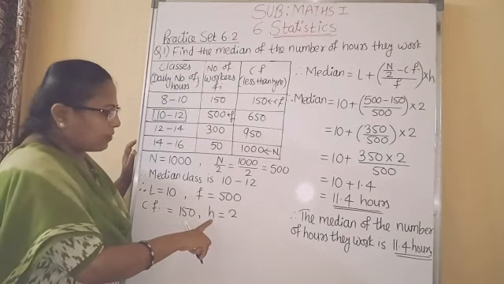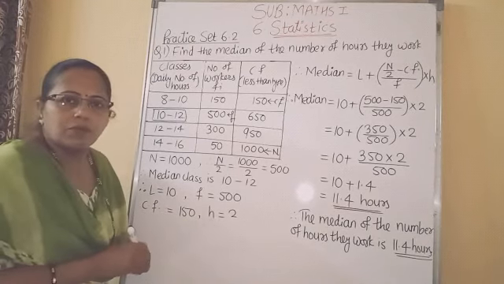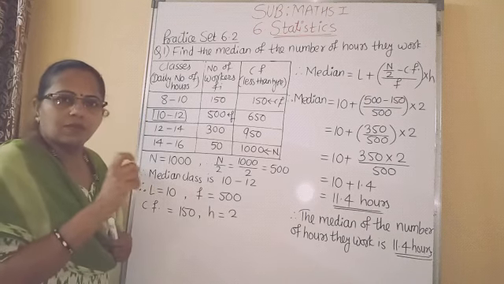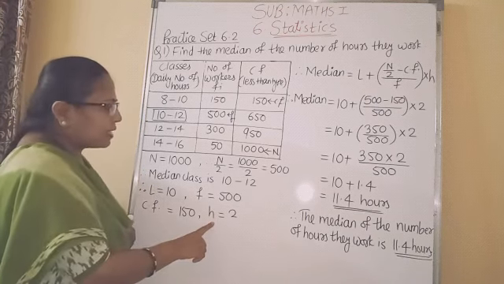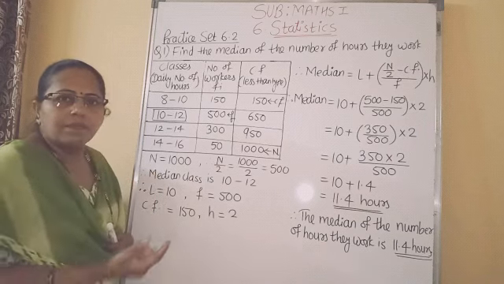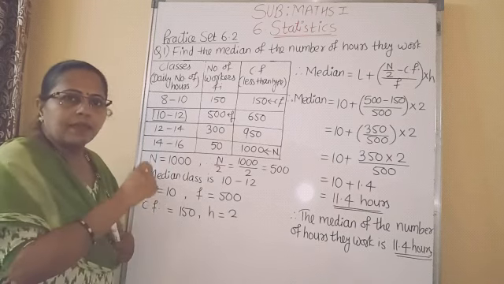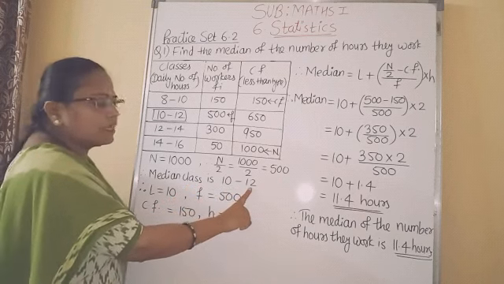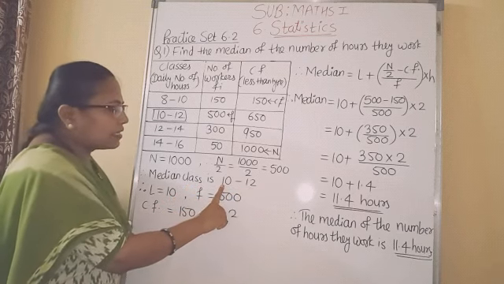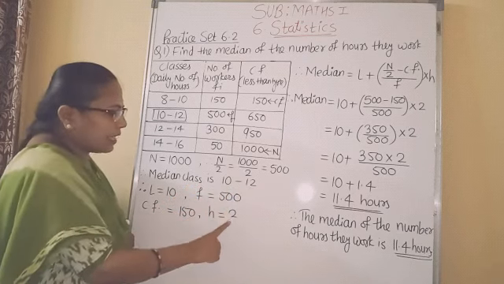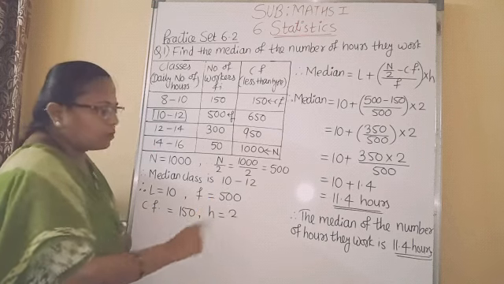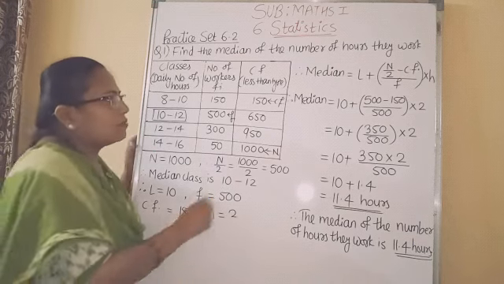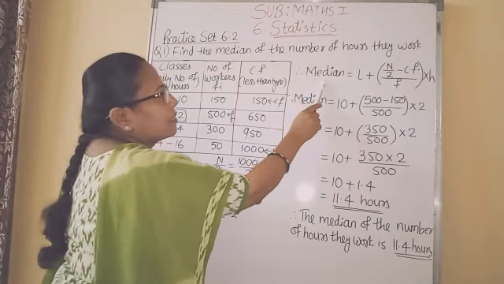Followed? And the last value is H. H means what, student? Width of the median class. So how do we calculate the width of the median class? Upper class limit minus lower class limit. Here the upper class is 12 and the lower class is 10, so 12 minus 10 is 2. So H is equal to 2. Followed? So after getting these values, we will write the formula for median.